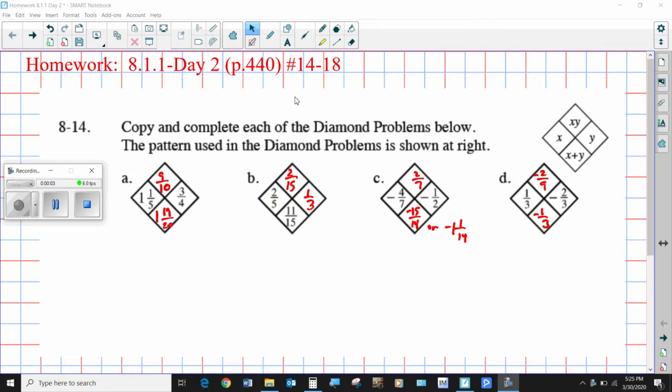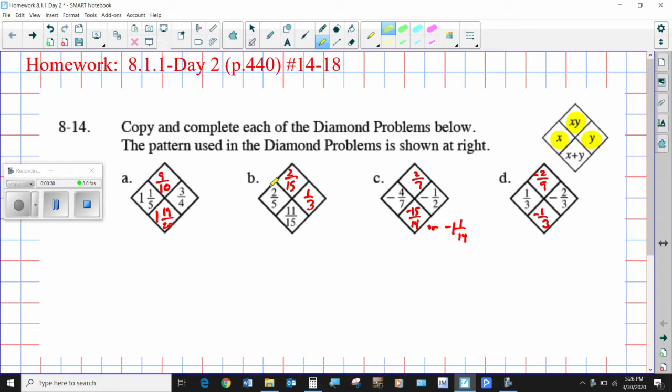All right, let's take a look at the homework from yesterday, problems 14 through 18. We got our diamond problems. Remember, when you're doing the diamond problems, these are your two numbers on the outside, and you multiply them together to give you the product on the top, and you add them together to get the sum on the bottom. In a situation like A, you've been given the two numbers, so we have to go through and do the multiplication and do the addition.